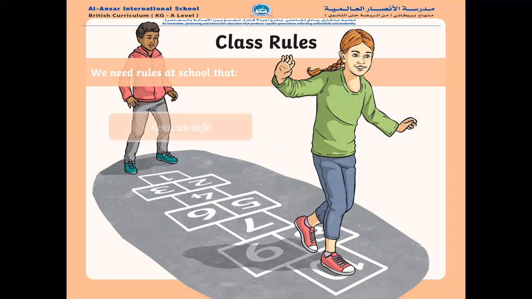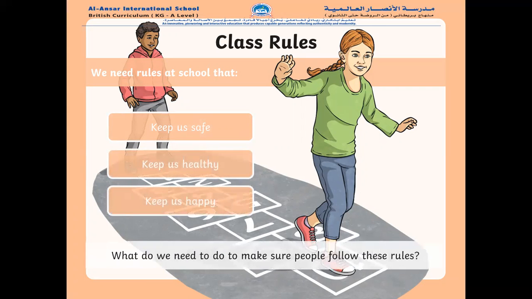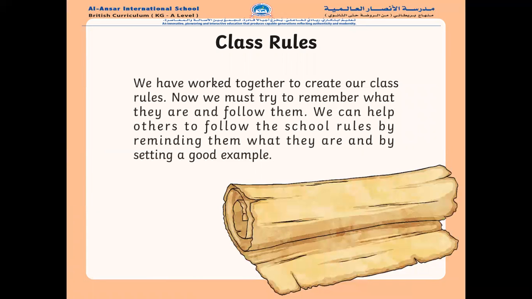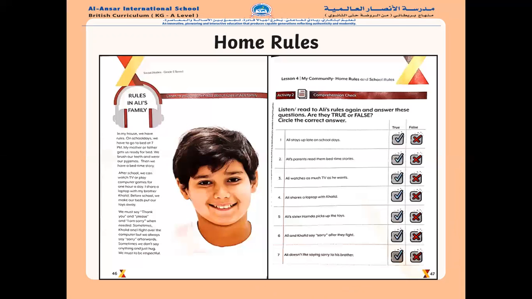We need rules at school that keep us safe, keep us healthy, keep us happy. What do we need to do to make sure people follow these rules? Do let me know. We have worked together to create our class rules, right? Now we must try to remember what they are and follow them. We can help others to follow the school rules by reminding them what they are and by setting a good example.